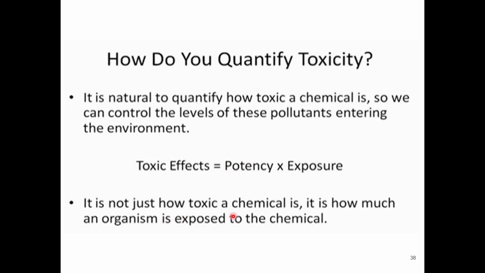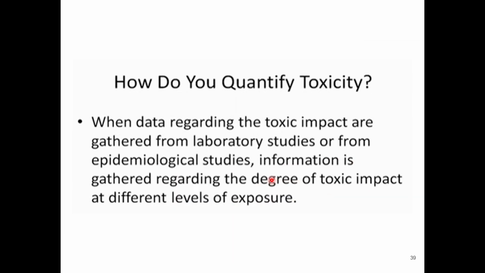So it is not just how toxic a chemical is, it is also how much an organism is exposed to the chemical. So both vulnerability as well as the duration. How much an organism is exposed, that is exposure, and also how toxic, that is potency, is a combination. Toxic effect is a combination of both. So how do you quantify toxicity?